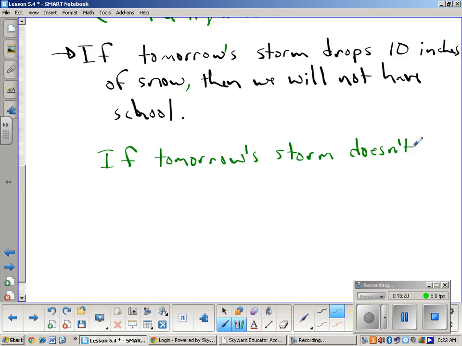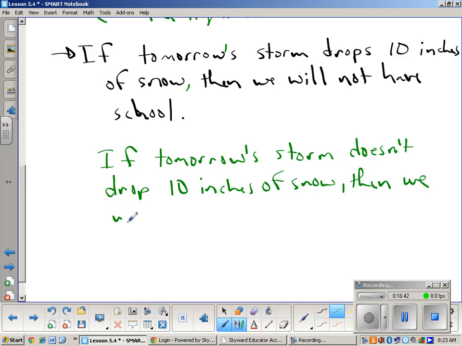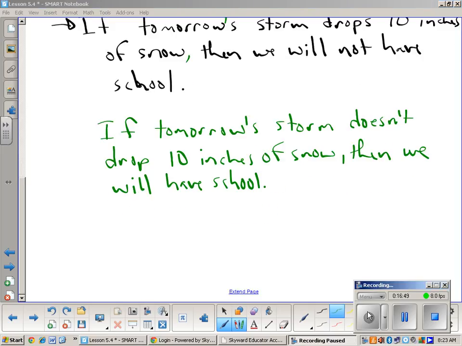I'm going to shorten that for you. If it doesn't drop 10 inches of snow, then what'd you say? Then we will have school. Then we will have school, okay. I totally agree with what you're saying. So if tomorrow's storm doesn't drop 10 inches of snow, then we will have school tomorrow.